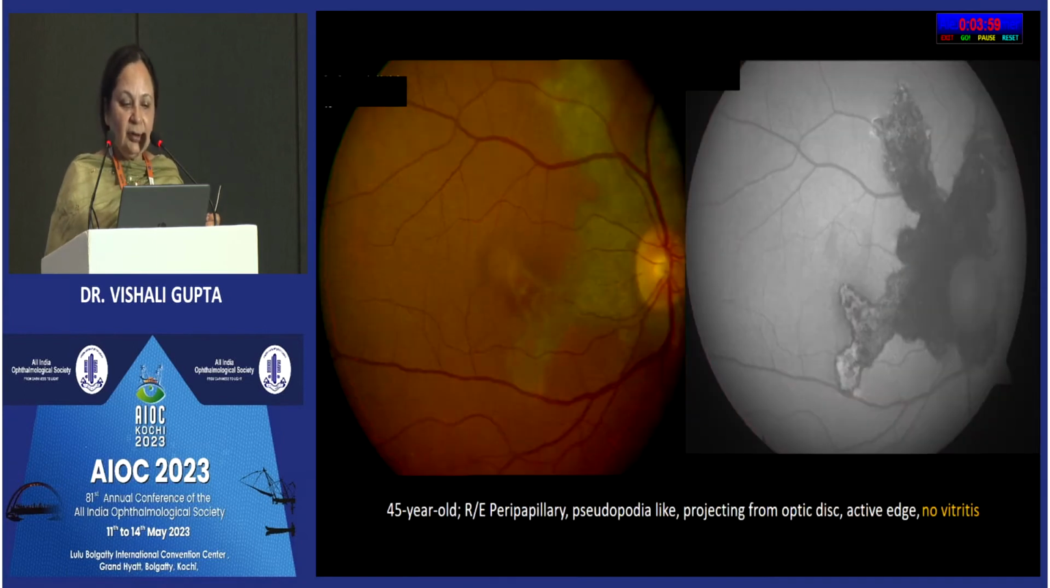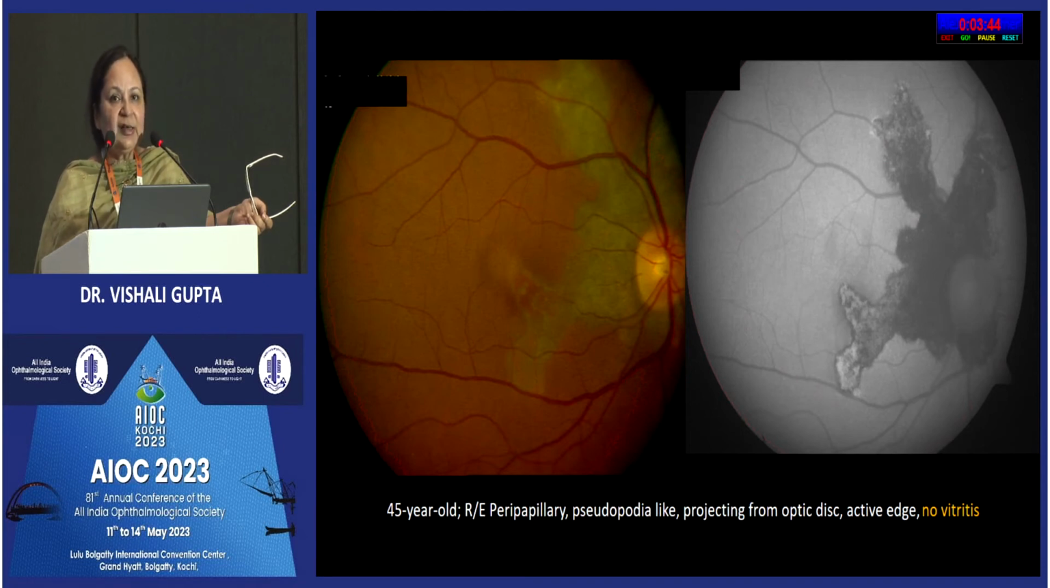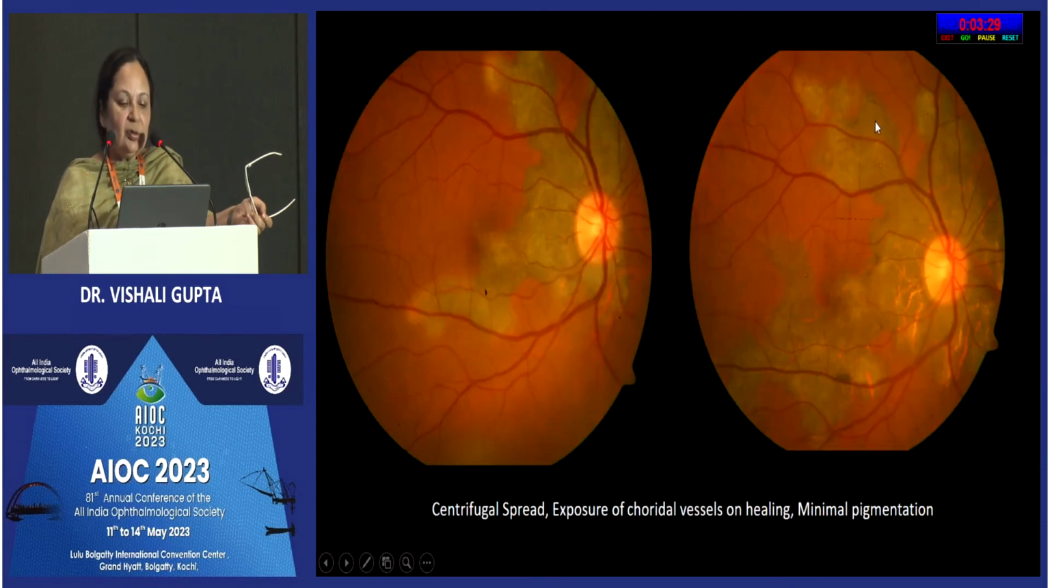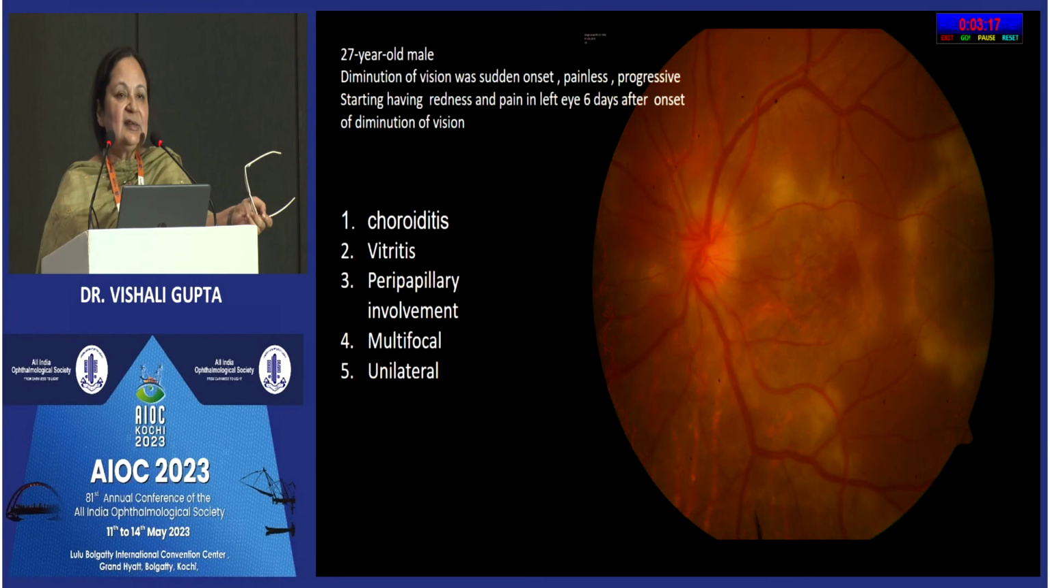Another classical example is this one. If you look at the phenotype, it's peripapillary, pseudopodia-like, projecting from the optic nerve head, and there is no vitritis. Now this is what has been classically described as serpiginous choroiditis, which is of the immune variety, and you see on autofluorescence there is an active hyperautofluorescence at the edge. So this grows along the edge very typically, and when you see it, this is non-infective by and large. What we confuse it with is TB.